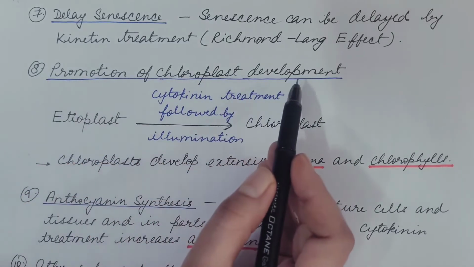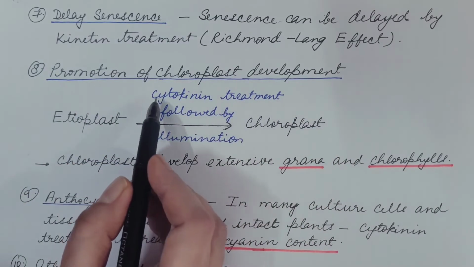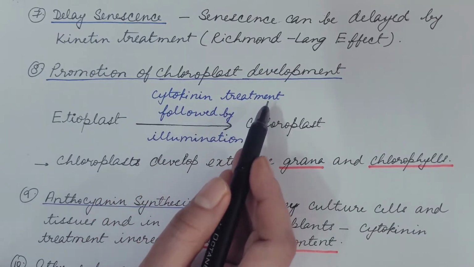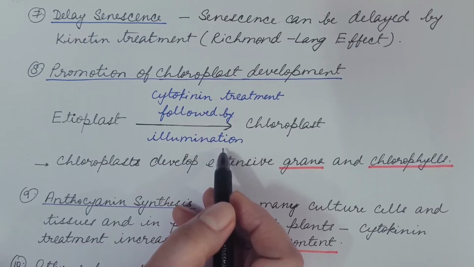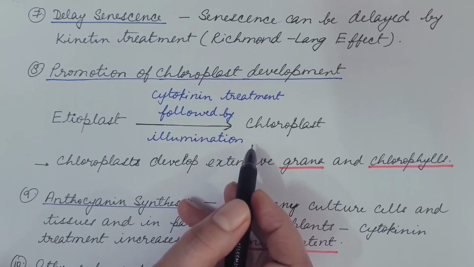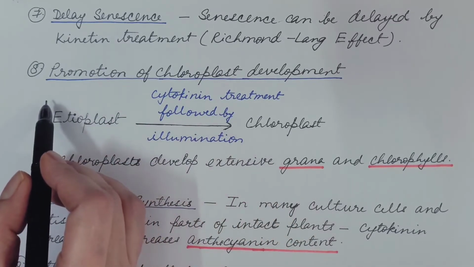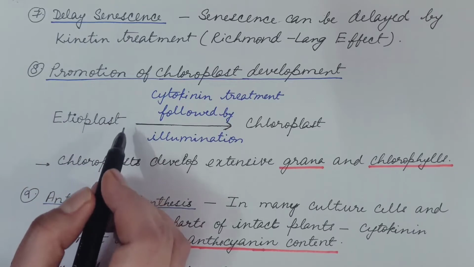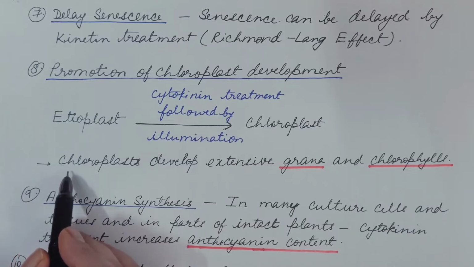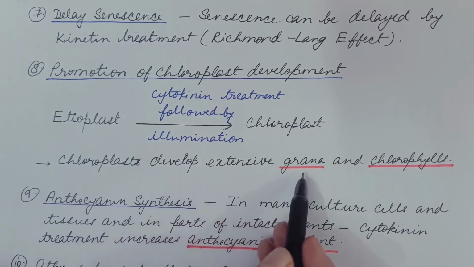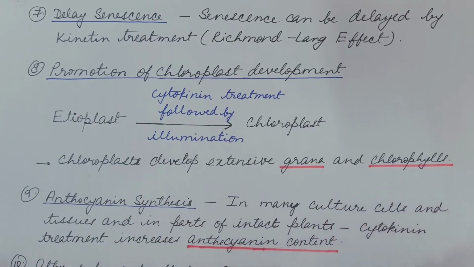8th is promotion of chloroplast development. When an etiolated seedling is treated with cytokinin followed by illumination, that is exposed to light, then it promotes the conversion of etioplast to chloroplast. Chloroplasts then develop extensive grana and chlorophylls.